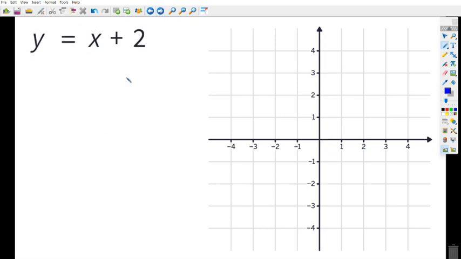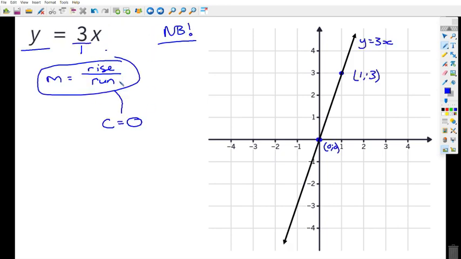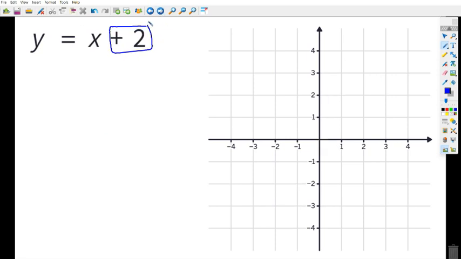So if I look at the next one, firstly, immediately I see that I've got a C value. My C value isn't 0. So am I going to use this? No, I'm going to forget about it. There's something else that I'm going to be doing here.